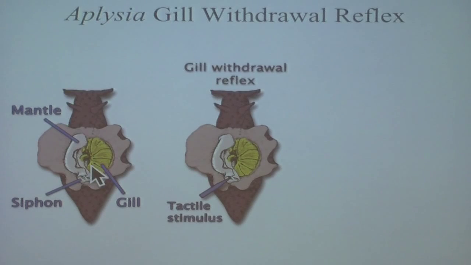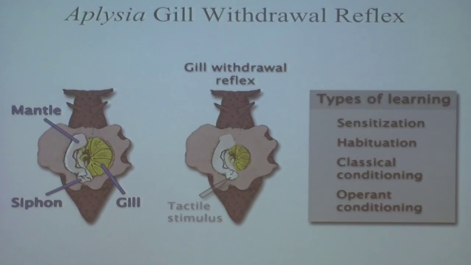It has an external respiratory organ called the gill, which is covered by a sheet of skin called the mantle shelf, which ends in a fleshy spout called the siphon. If you apply a tactile stimulus to the siphon, you get a brisk withdrawal of the gill, just like the withdrawal of a hand from a hard object.